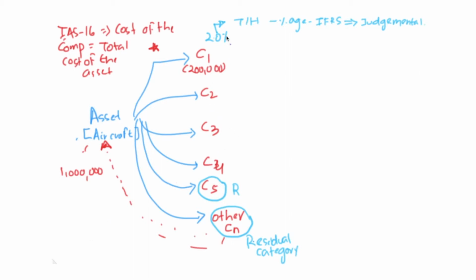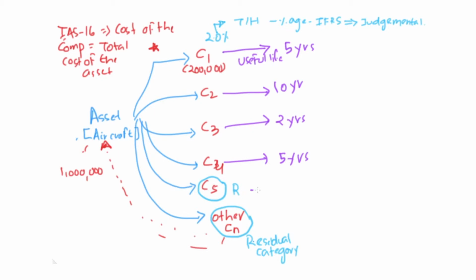Now, after you determine the components, you need to determine the useful life of each of the components. Suppose component 1's useful life is 5 years. Component 2's useful life is 10 years. Component 3's useful life is 2 years. Component 4's useful life is 5 years. And component 5's useful life is, suppose, 20 years. From component 1 till component 5 we are fine. Now what about the components which are not able to get allocated among any of the significant components?